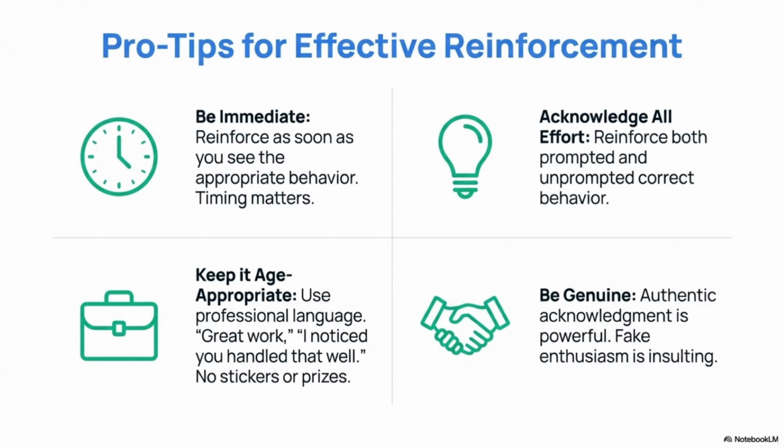Use age-appropriate reinforcement. These are adults. Say things like, "Great work. I noticed you handled that really well," or "That's exactly what we need." Don't use stickers or prizes or anything that treats them like children. Be genuine. Fake enthusiasm is insulting. Authentic acknowledgement is powerful.